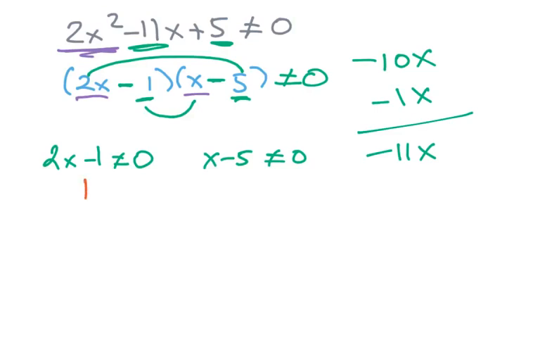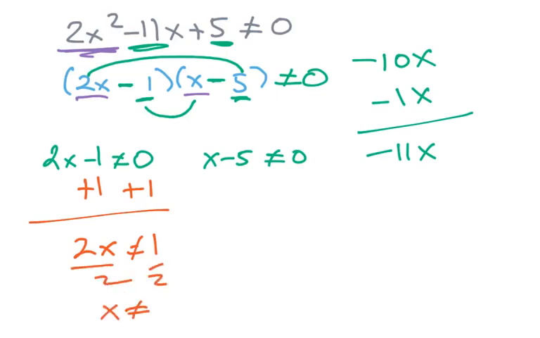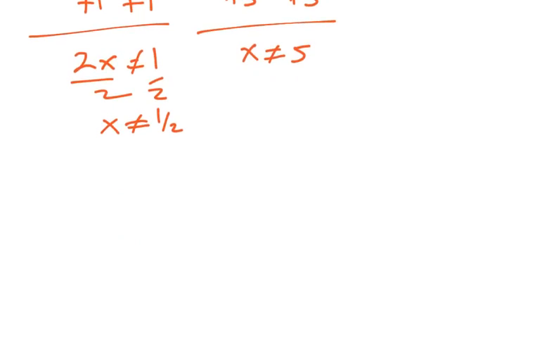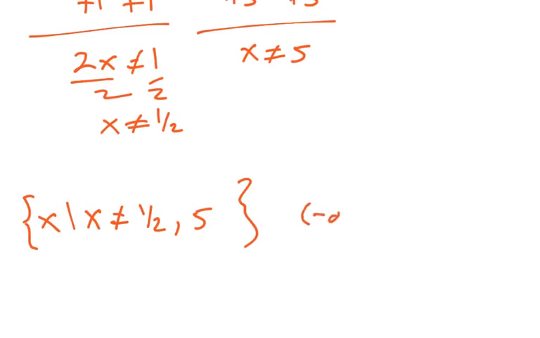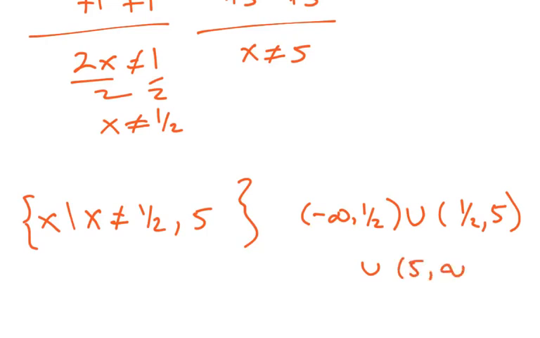All right, so from here, we're going to add 1 to both sides. We're going to get 2x cannot be 1, and if we divide through by 2, x cannot be 1/2. Over here, it's simply adding 5, and x cannot be 5. So, what we have here in set notation is x such that x cannot be 1/2 or 5. And in interval notation, this is the more interesting one. We have negative infinity to 1/2 union 1/2 to 5 union 5 to infinity.